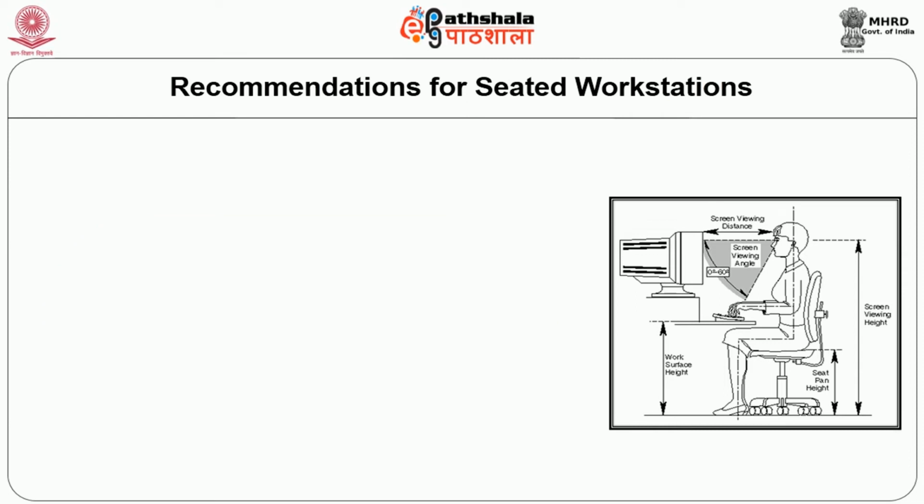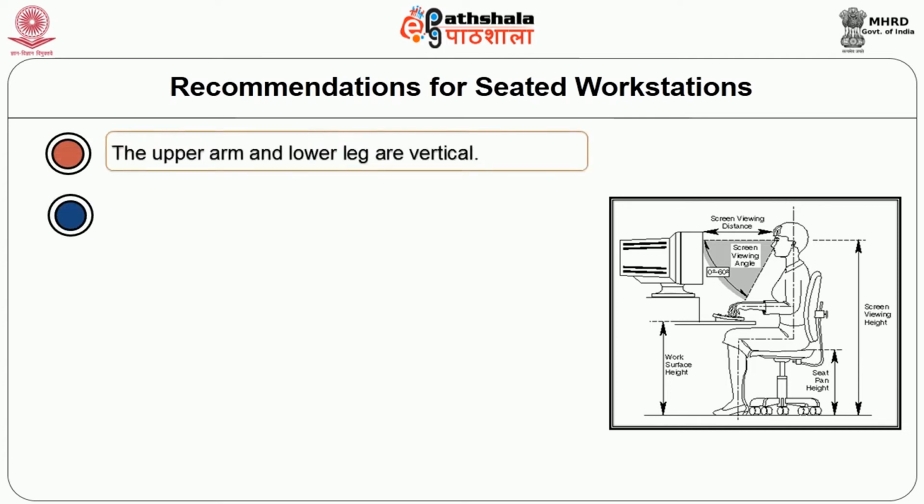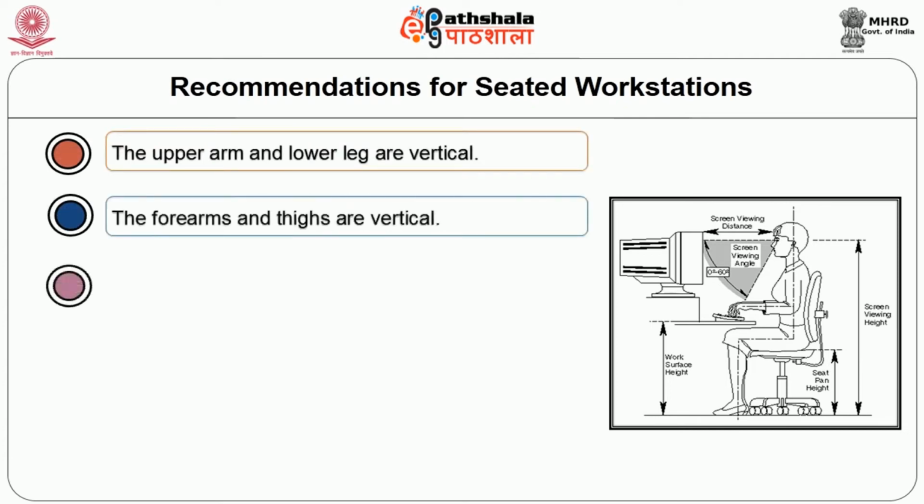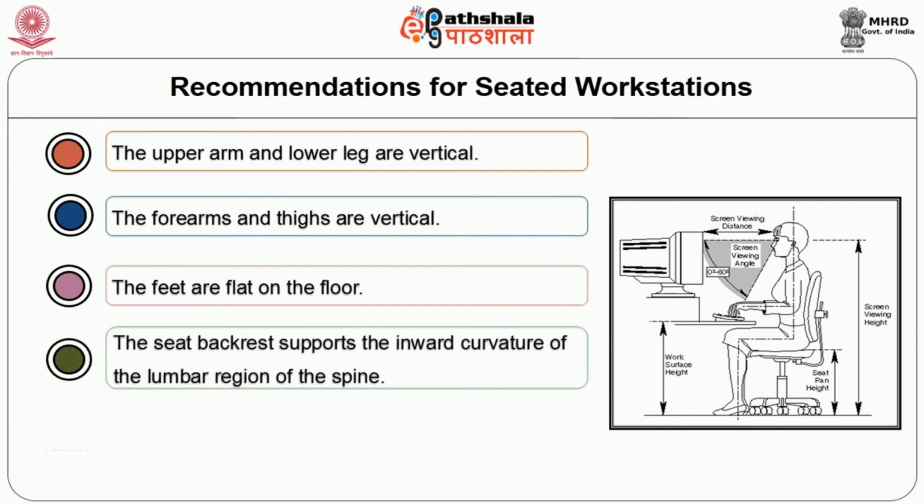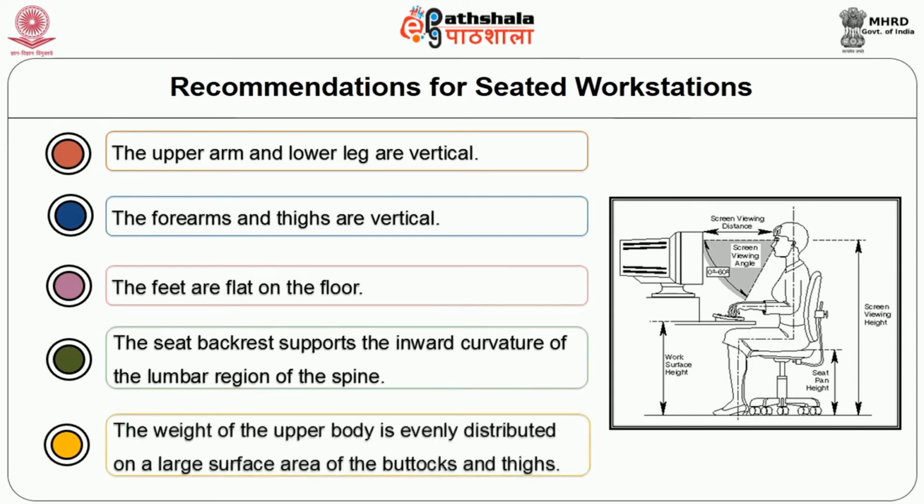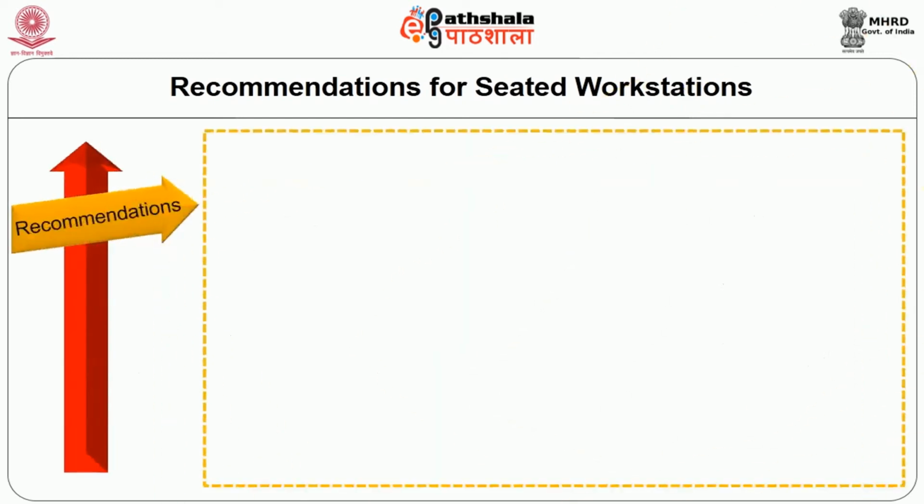Now, we have certain recommendations for sitting posture. We will have to allow the upper arm and the lower leg to be vertical, the forearms and the thighs horizontal, the feet should be flat on the floor, the seat backrest supports the inward curvature of the lumbar region of the spine, and the weight of the upper body is evenly distributed on a larger surface area of the buttocks and the thigh. Recommendation for seat design selection.